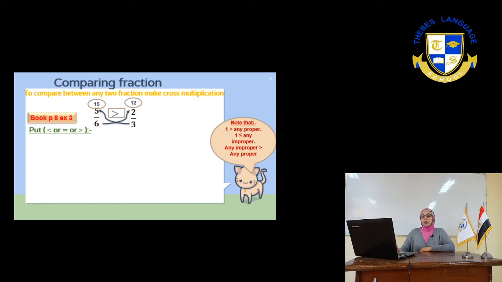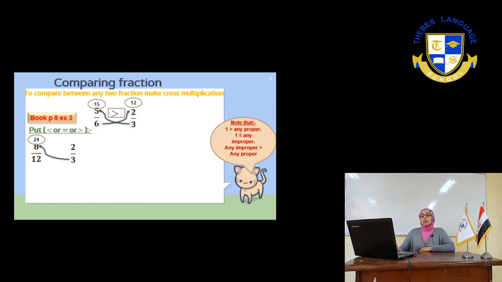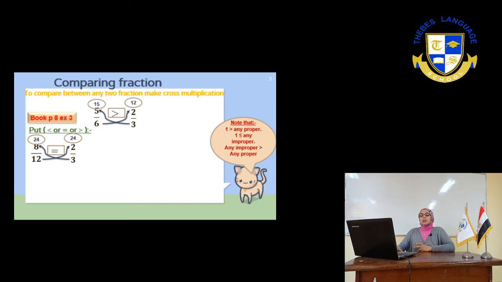Now put more than, equal, or less than. 8 over 12 and 2 over 3. How do we compare? Just make a cross multiplication. 3 times 8 is 24. 2 times 12 is 24 also. So these two fractions are equal fractions. We said before that we can find fractions that look different but are really equal.